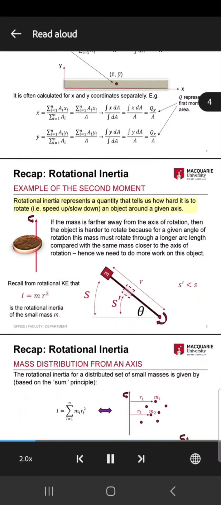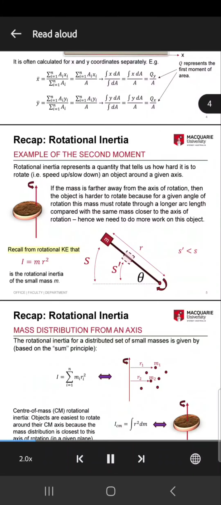Recap. Rotational inertia. Rotational inertia represents the quantity that tells us how hard it is to rotate an object, heat it up, slow it down, and so on, around a given axis. Example of the second moment. Recall from rotational dynamics that this is the rotational inertia of the small mass m.